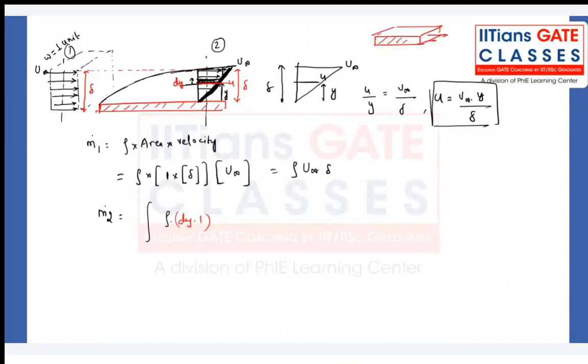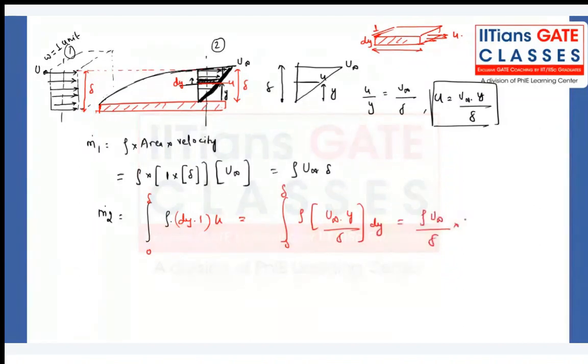Through this area, dy into 1, whatever flow is happening, I'm assuming that flow to be u into dy into 1. If I integrate it from 0 to delta, I will get the complete picture of the mass flow rate. So I can write, integral 0 to delta of rho into u, which is U infinity into y by delta into dy. So rho into U infinity by delta into y square by 2, that means delta by 2. So what I'm getting is rho into U infinity into delta by 2.